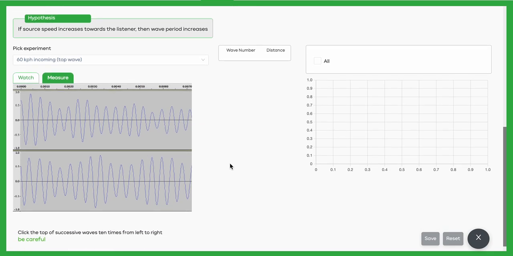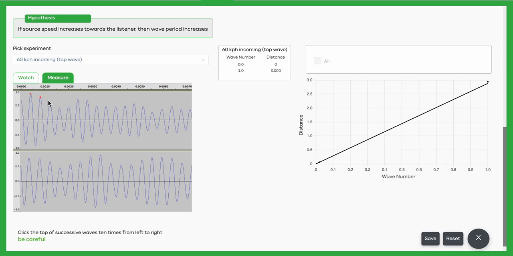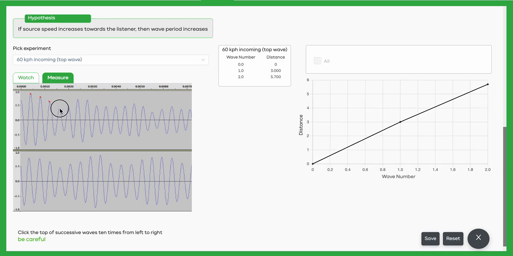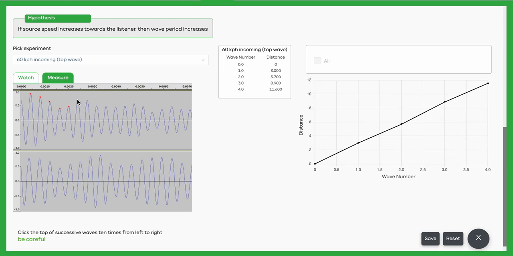Now, remember, we have to click on the top wave for incoming. So let's start with that. And I want to click on those 10 successive wave peaks. By the way, just look at the incoming and outgoing waves. Do they match up exactly? At 0 kilometers per hour, they probably would. But let's go ahead and click on these wave peaks and see what we get for a graph.